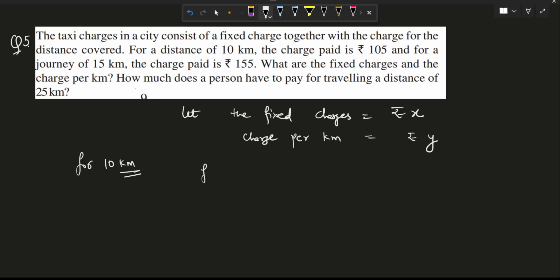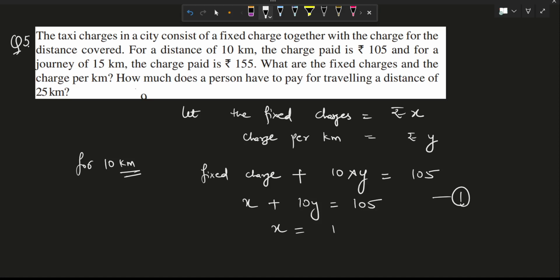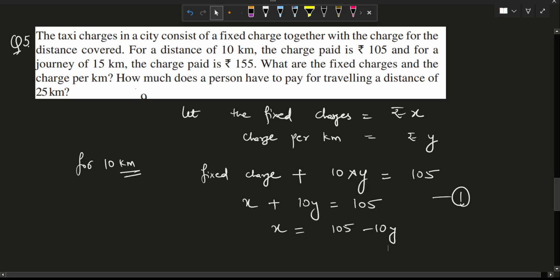Fixed charge, it will be fixed charge. I'll just write the statement for this one. Plus 10 into y is equal to 105, the total billing amount. Fixed charge was x. x plus 10y is equal to 105. That's your equation 1, and from here you can say x is 105 minus 10y. I'm using it because I have to use the substitution method.